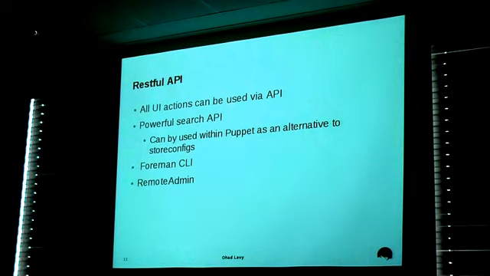Okay, so as I mentioned, we have an API. We have a really powerful search API. I think I mentioned we have a CLI, and now we're working on a much better version. There's a mobile app for Foreman that runs on iPhone, Android, and friends called Remote Admin, done by someone from the community.